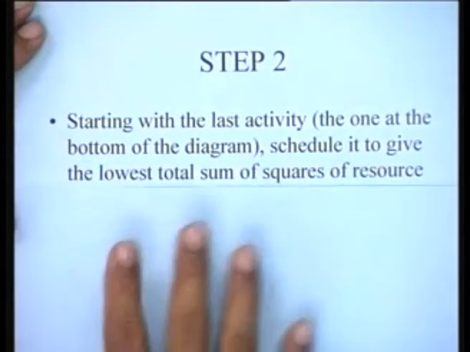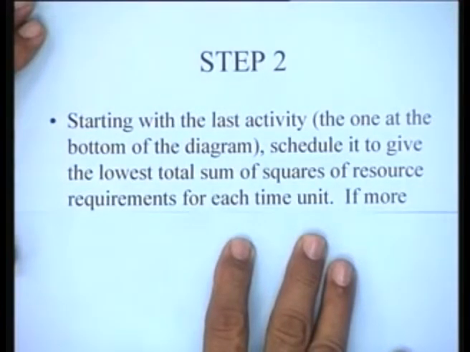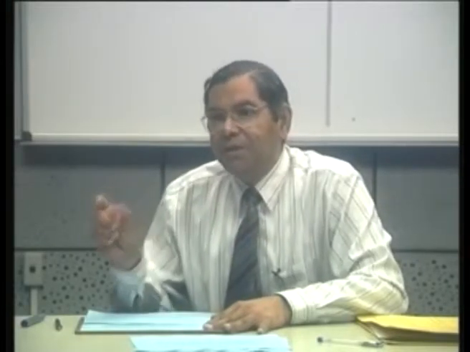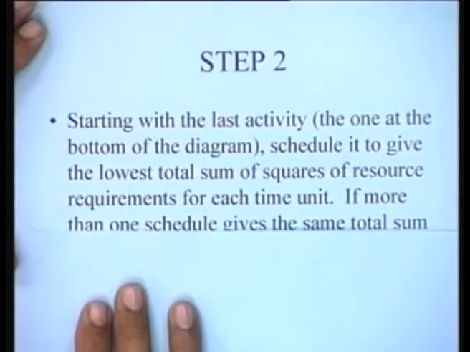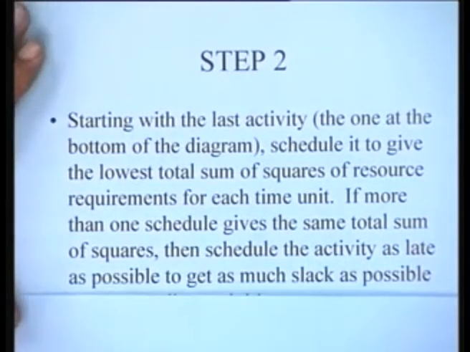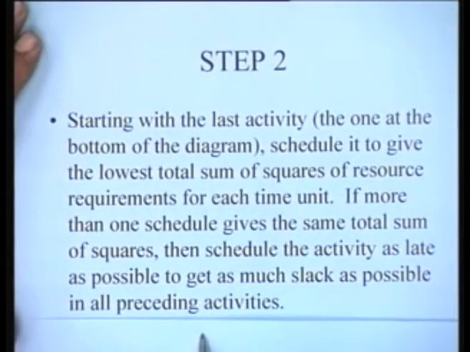Schedule it to give the lowest total sum of squares of resource requirements for each unit. You look up the last activity. The last activity can be slid this way or that way depending upon its float. So we pick a position for that activity in that slot where the total sum of squares of the resource requirements is minimized, and then we fix that activity there. Another important thing is that if more than one schedule gives the same total sum of squares, then schedule the activity as late as possible to get as much slack as possible in all preceding activities. So that's the logic.